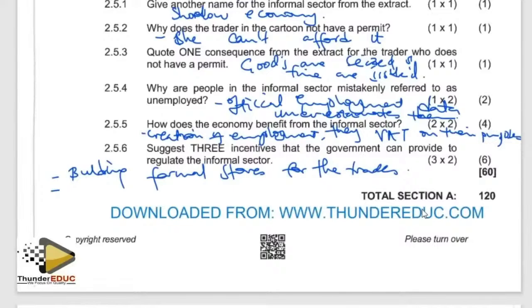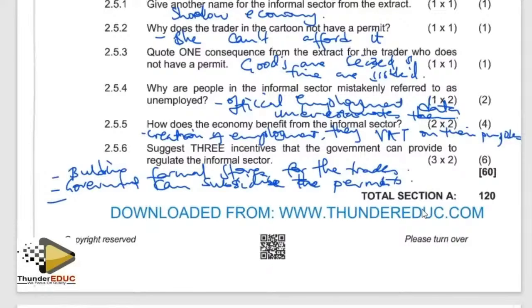Okay. We have seen in the cartoon somewhere that she said she can't afford. That means it is expensive. So what can the government do? The government can subsidize the permits, so that everyone can easily have them and be in a position to access them. Okay.